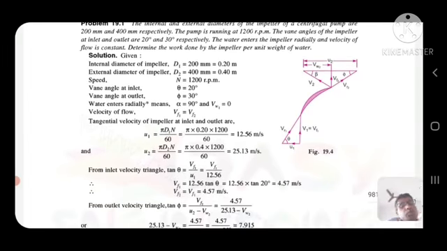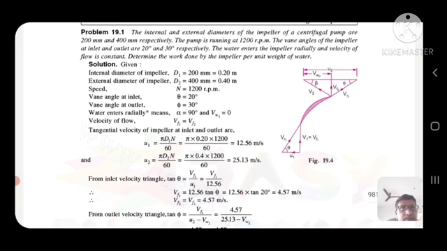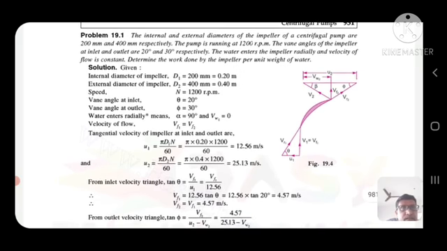Now one numerical problem. The internal and external diameters of the impeller of a centrifugal pump are 200 mm and 400 mm respectively. The pump is running at 1200 rpm. The vane angles of the impeller at the inlet and outlet are 20 degrees and 30 degrees respectively. The water enters the impeller radially and the velocity of flow is constant. Determine the work done by the impeller per unit weight of water.